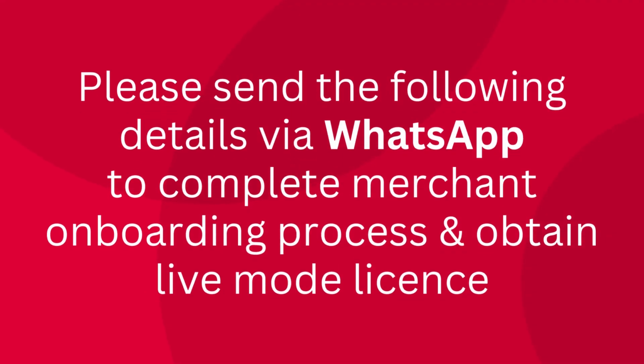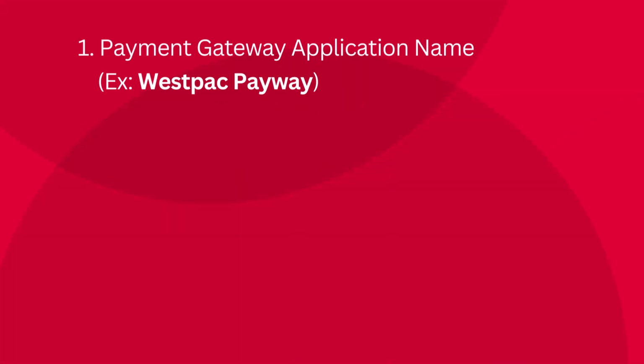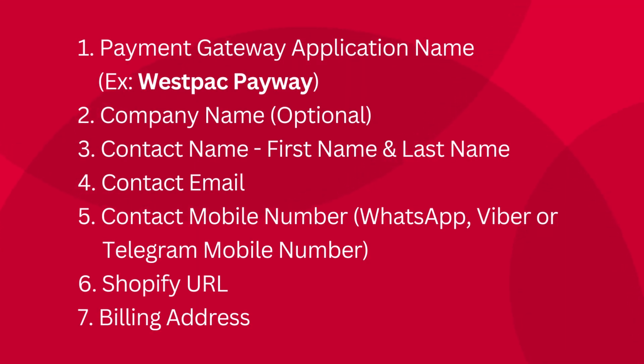Please send the following details via WhatsApp to complete the merchant onboarding process and obtain a live mode license. 1. Payment gateway application name, example, Westpac PayWay. 2. Company name, optional. 3. Contact name, first name and last name. 4. Contact email. 5. Contact mobile number, WhatsApp, Viber, or Telegram mobile number. 6. Shopify URL. 7. Billing address.